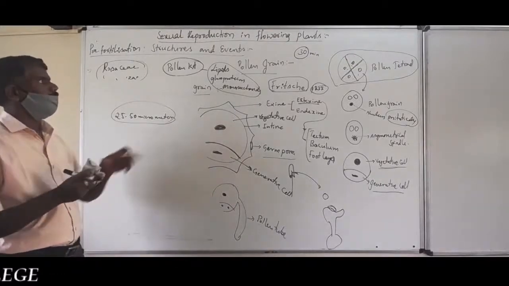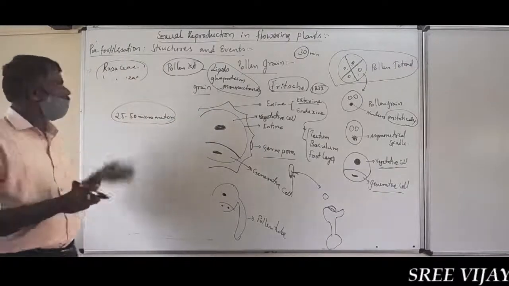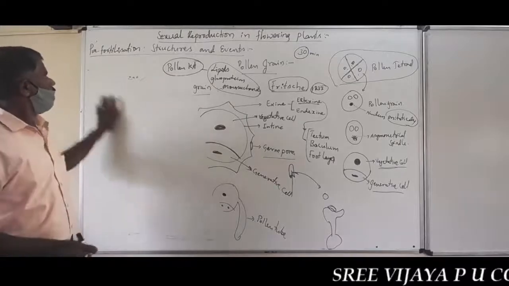So that is totally the pollen grain in the pre-fertilization structures and events. Next.